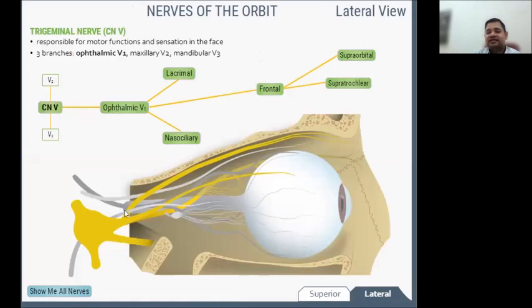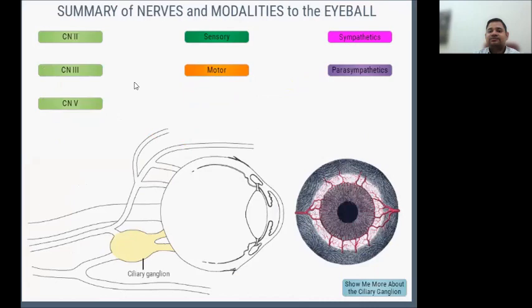So that's the lateral view, which you can see again from this side. The ophthalmic nerve gives the lacrimal part, nasociliary part, and frontal part. The frontal part again gives the supraorbital and supratrochlear parts. So this is the focus on especially the first part of the trigeminal nerve, that is the ophthalmic nerve. Next is some summary about the nerves and modalities to the eyeball.